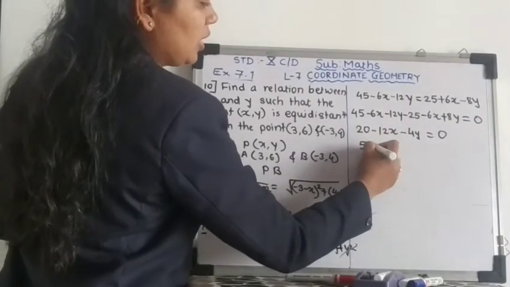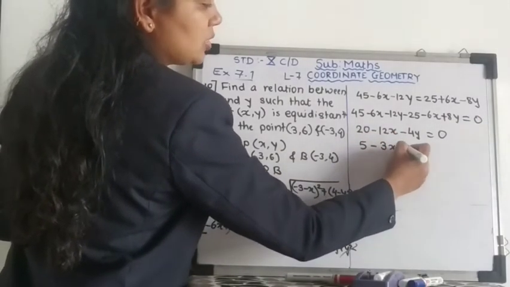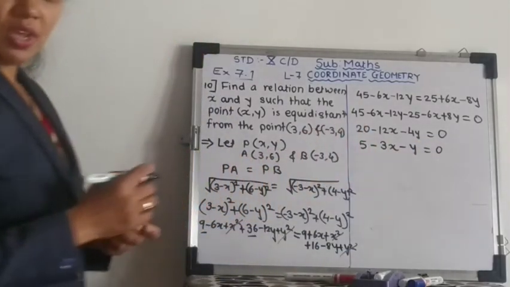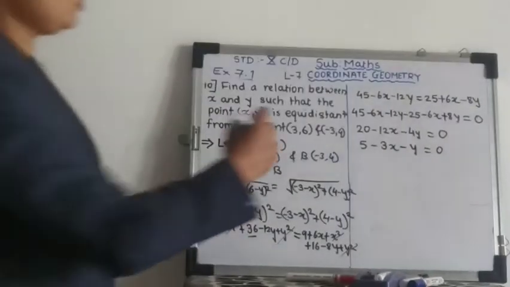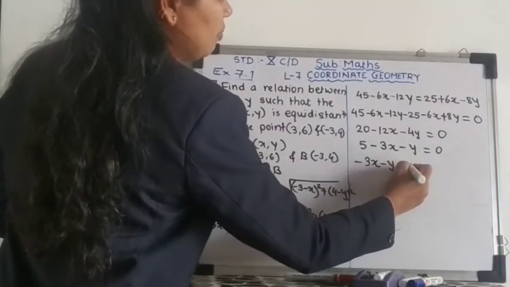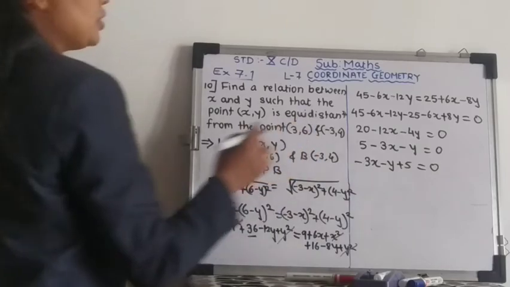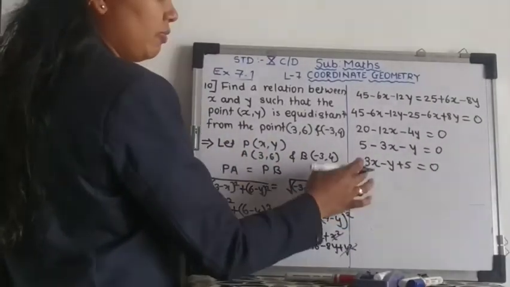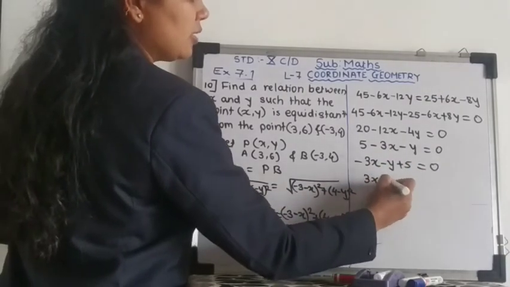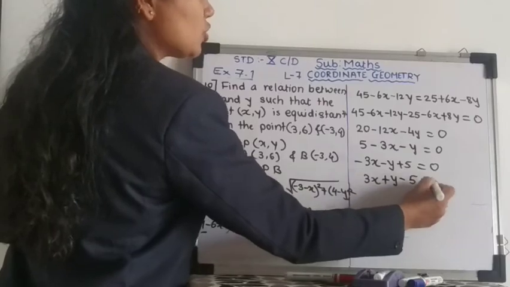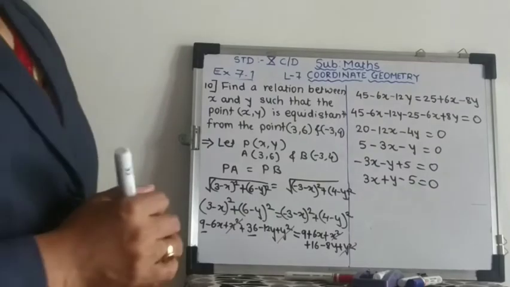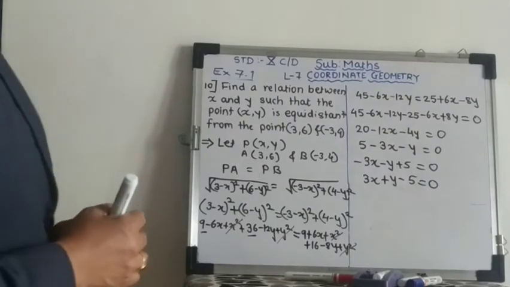So 4 5s are 20, minus 3x, 4 3s are 12, and 4 1s are 4, minus y equals 0. So we have got minus 3x, then minus y plus 5 equals 0. Now I will take out this minus sign. While taking it out, we will change the sign of each term. So we will get 3x plus y minus 5 equals 0, and this is the required relation.